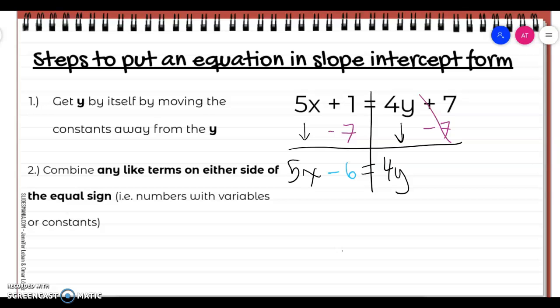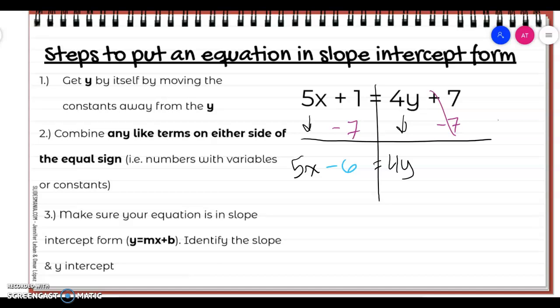So our next step says combine any like terms on either side of the equal sign. So combining all your x's, combining all your y's, combining all your numbers without variables, such as your constants. So let's look. Can we combine anything on the left side? Well, I have a 5x and a negative 6. The negative 6 does not have an x, so I can't combine anything on that side. Let's look on the other side. Nope, looks good to me.